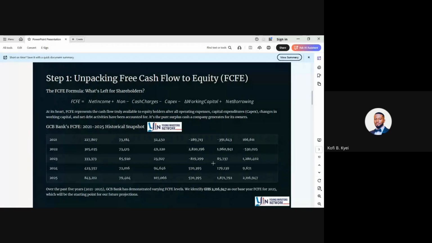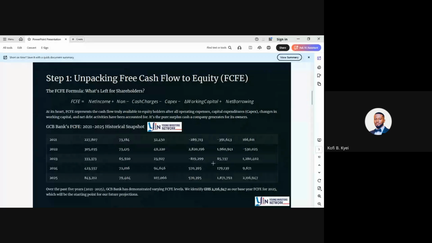Then you take out CapEx, capital expenditure, so purchase of plants and equipment. Then the working capital. Working capital, there are two approaches that we'll look at: the balance sheet approach and the cash flow statement approach. From both of them, you can derive a working capital figure. So based on the approach that the analyst uses, the values will come out differently.